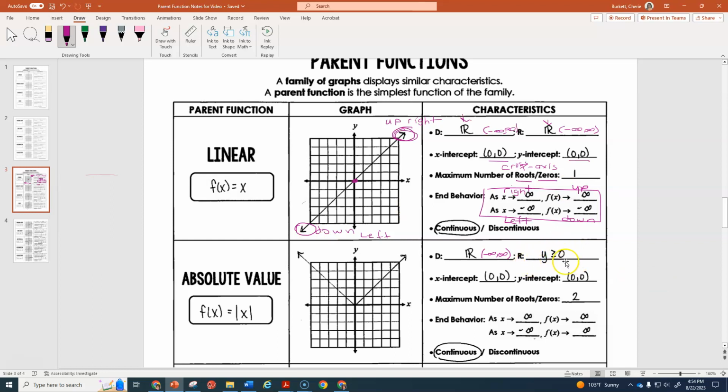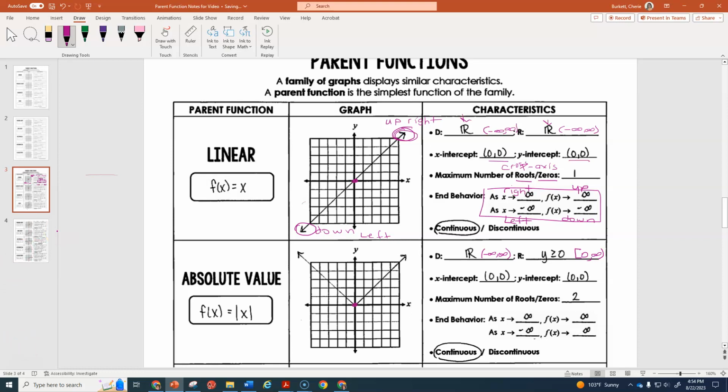That's inequality notation. If you wrote this in interval notation, we would start at 0 and we would include 0. That's why I have a bracket. And then we would put a comma, and then we'd put infinity. Infinity always gets a parentheses. The x and y intercept again is 0, 0.